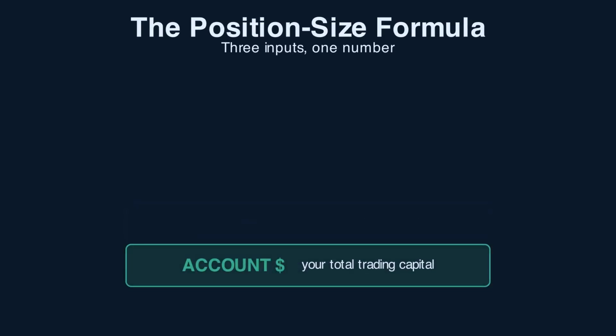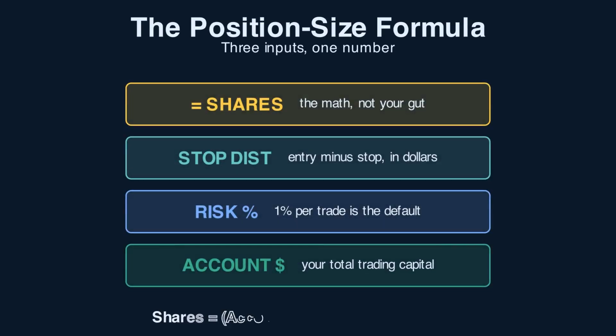Here's the only formula you need. Shares equals account dollars times risk percent divided by the per share distance from entry to stop. If your account is $50,000, you risk 1%, $500, and your stop is $2 below your entry, you buy 250 shares. Not 300 because the stock feels strong. 250 because that's what keeps you alive if you're wrong. The formula doesn't care how you feel.